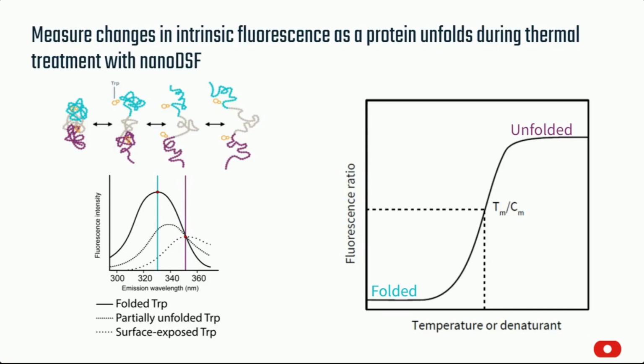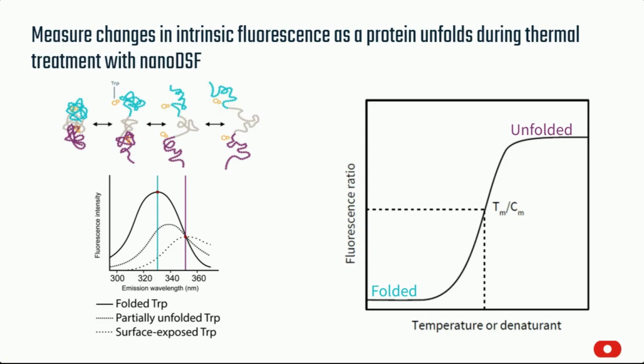Now, again, with NanoDSF, what we're monitoring in this case are changes in intrinsic fluorescence of those aromatic amino acids. We're doing this in response to either a temperature or a chemical denaturant. Okay? The actual wavelengths that we're monitoring are 330 and 350 nanometers. And as you can see in the chart on the left, those correspond very nicely to, at 330 nanometers, those embedded tryptophans, and at 350 nanometers, those surface exposed tryptophans.